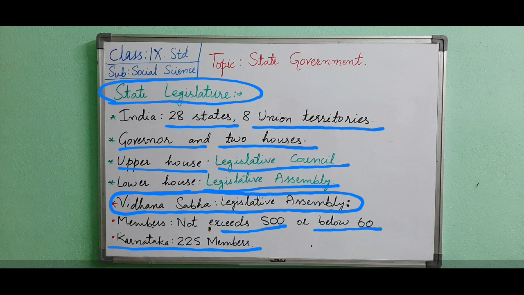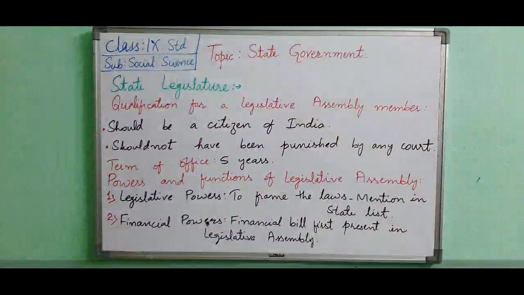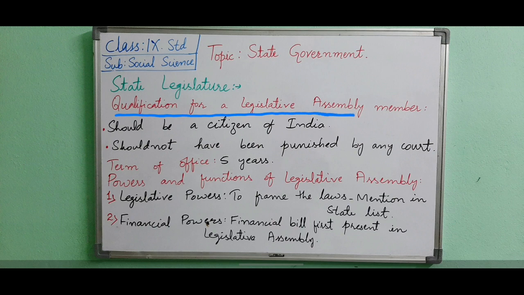Now next we will see what the qualifications are to become a member of the Legislative Assembly. Firstly, one should be a citizen of India, should have completed 25 years of age, should not be employed in any office of profit under the government, should not have been punished by any court, should not be of unsound mind, should not be an insolvent, and should possess the qualifications as decided by Parliament from time to time.